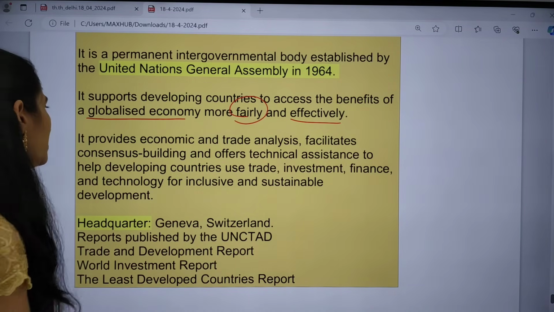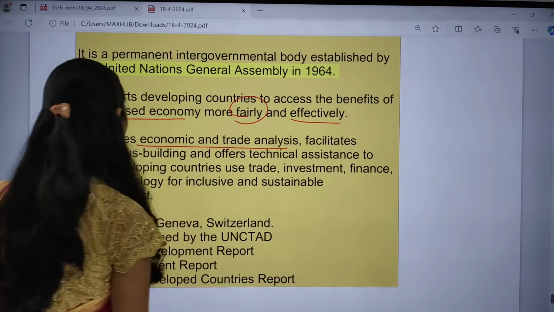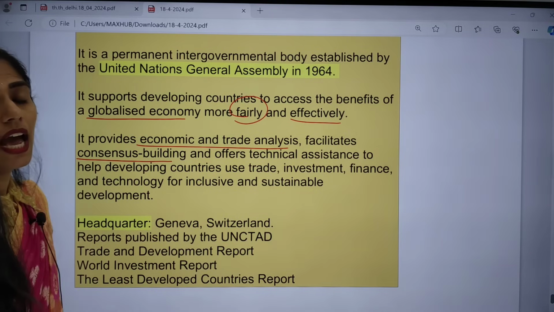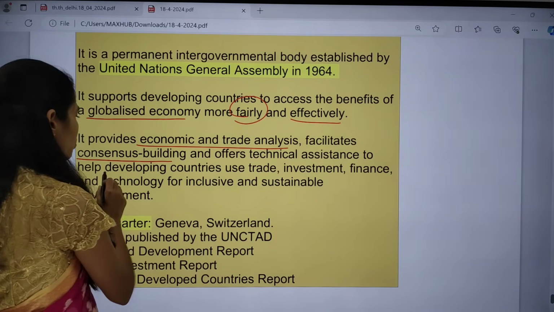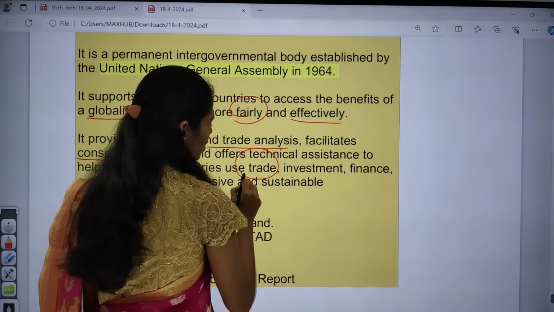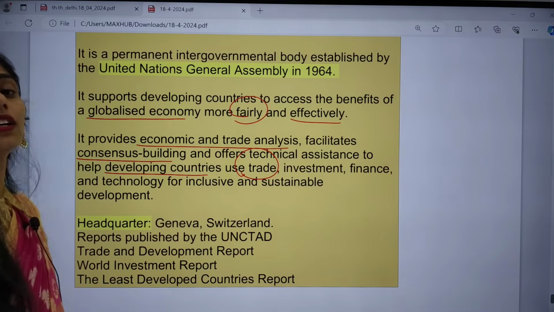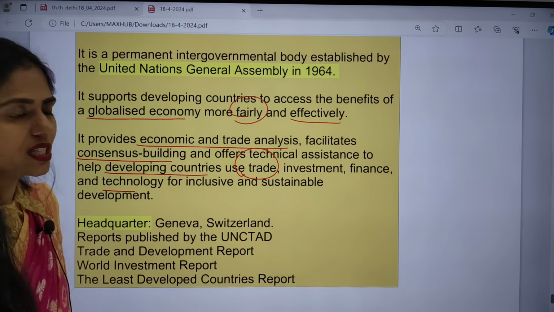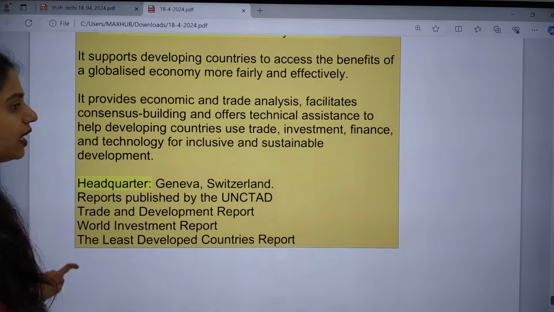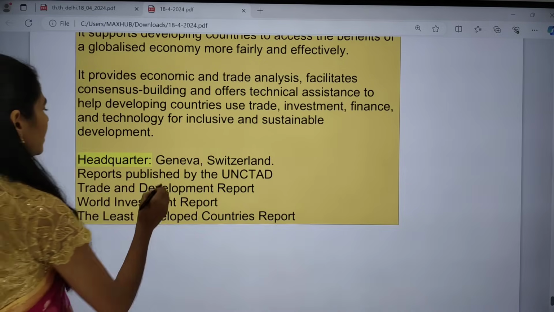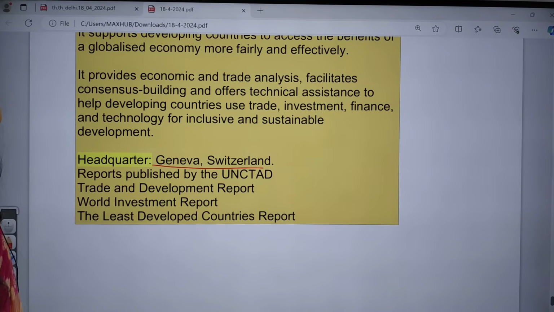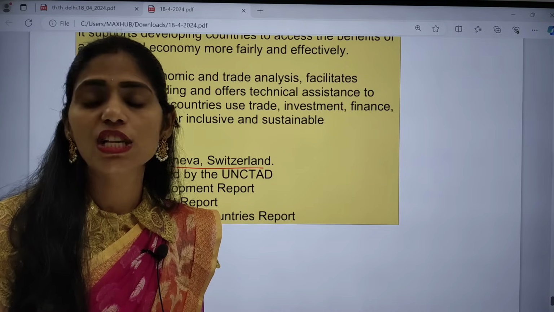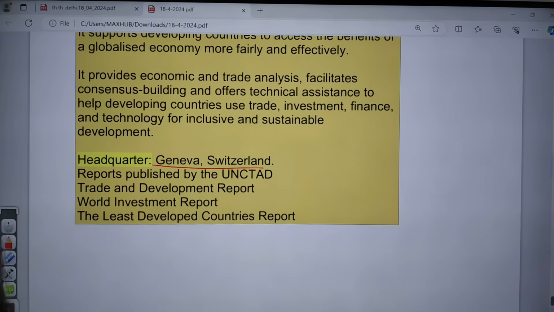It also provides economic and trade analysis, focuses on consensus building, and offers technical assistance to developing countries in areas like trade, investment, finance and technology for inclusive and sustainable development. Where are the headquarters? The headquarters are located in Geneva, Switzerland. You have to focus on the reports published by this UNCTAD, as there is a high chance of getting questions from those reports in your examination.